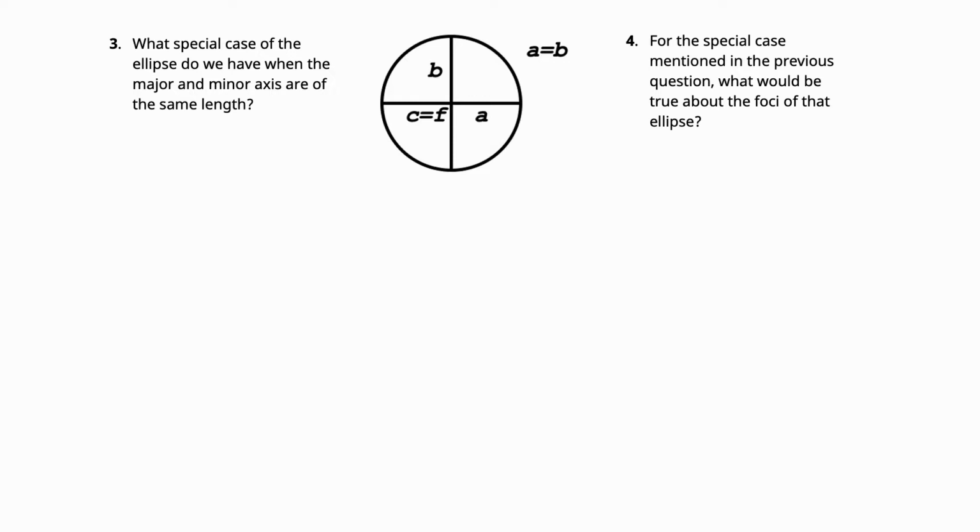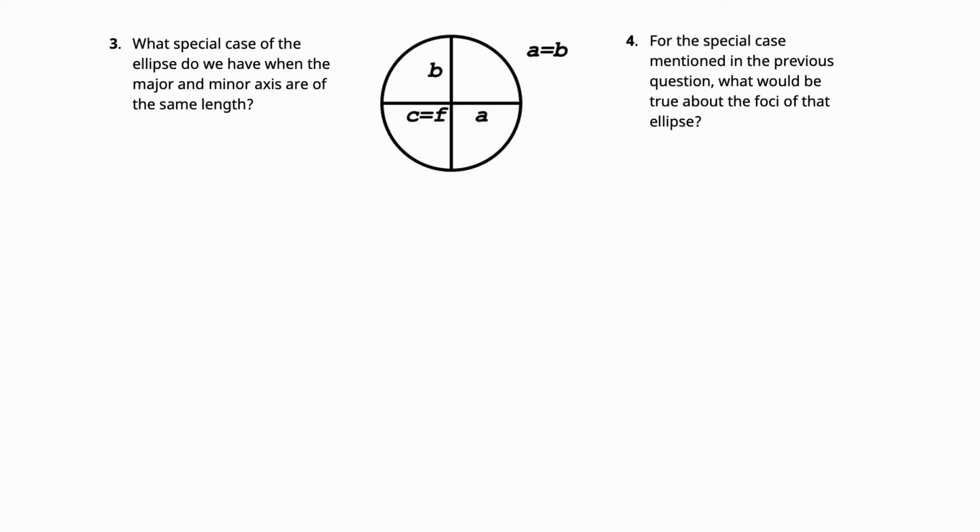What special case of the ellipse do we have when the major and minor axis are of the same length? Well, if they're the same length, that would mean that a equals b, so that means the distance from the center to the ellipse is the same. Now, the shape that creates that is a circle.